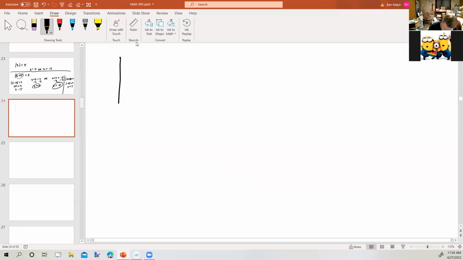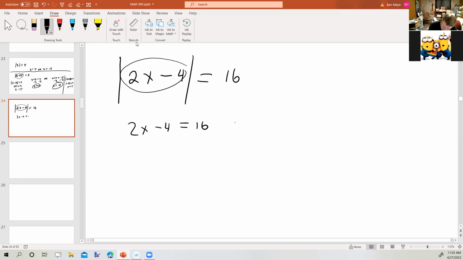What if the absolute value of 2x minus 4 equals 16? That means that what's inside has to either equal 16 or what's inside has to equal the opposite of 16. So that if it ends up equaling -16, the absolute value of -16 still equals 16 on the outside.